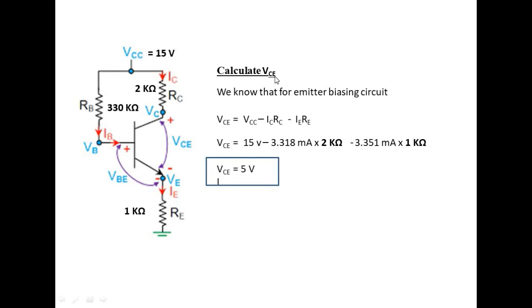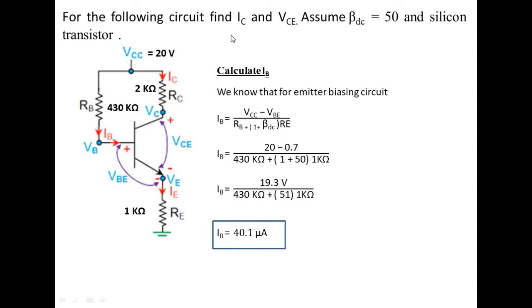Now we have to calculate VCE. We can apply KVL on the output section. So VCC will be equal to IC RC plus VCE plus IE RE, and with the help of this equation we can find VCE as VCC minus IC RC minus IE RE. Putting the values, we get VCE is equal to 15 volt minus 3.318 milliampere into 2 kilo ohm minus 3.351 milliampere into 1 kilo ohm. After calculation we have got VCE as 5 volt.